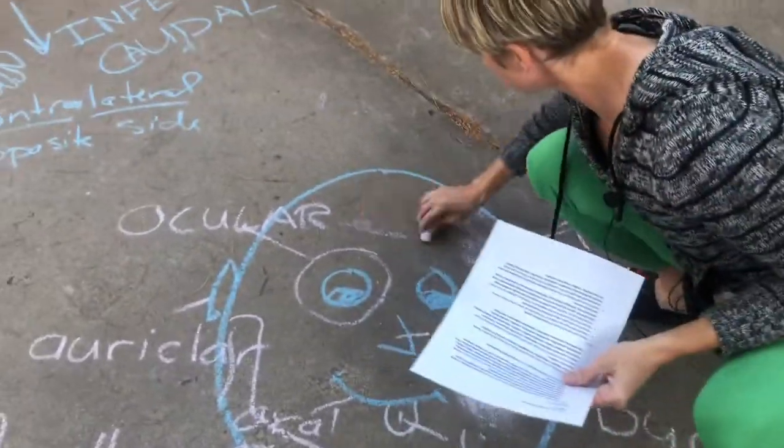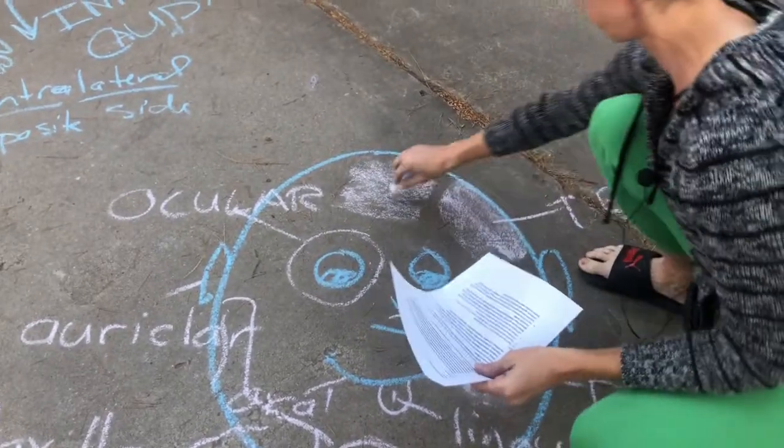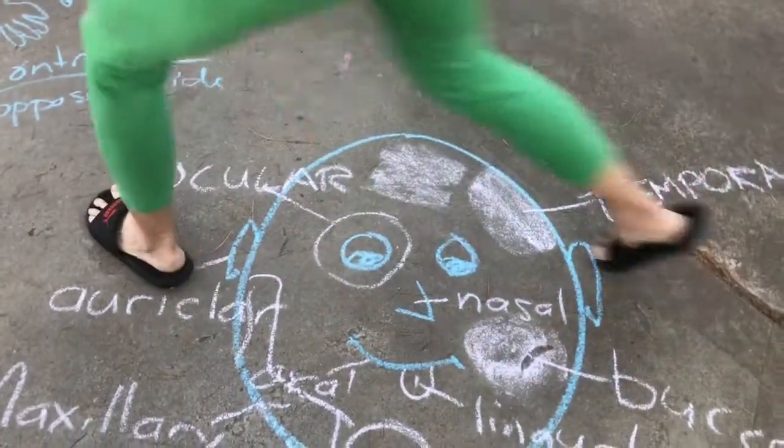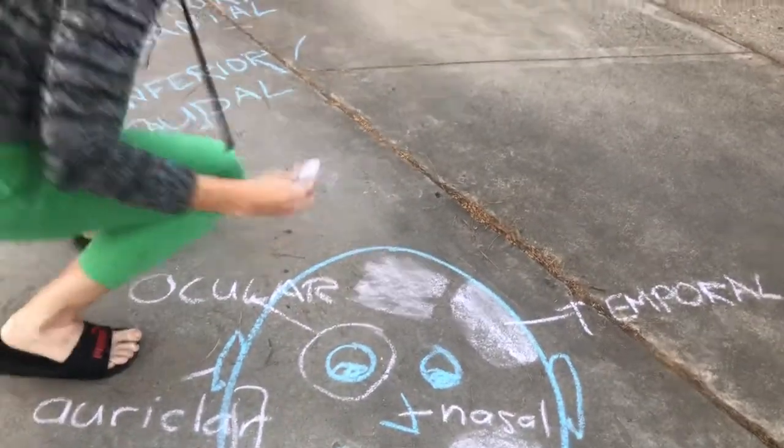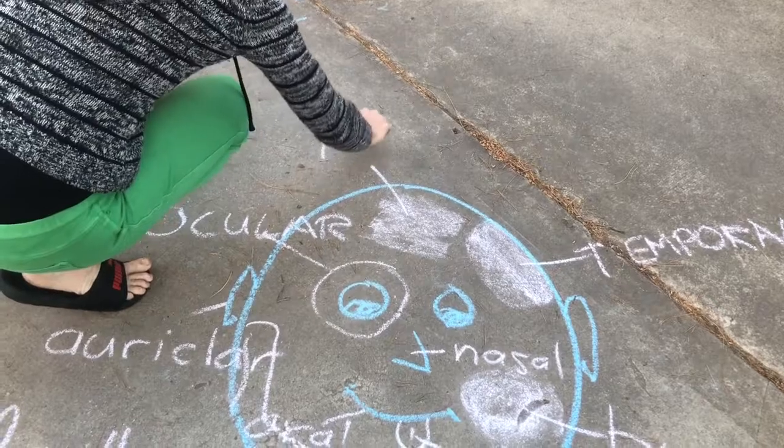Frontal refers to, so temporal is referring to the temporal bone. Frontal also refers to the frontal bone. So just like the regional terms in the rest of the body, oftentimes they're referring to the bones in that area.